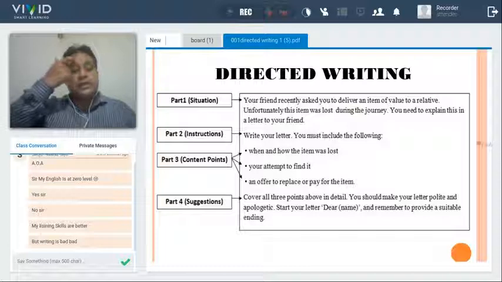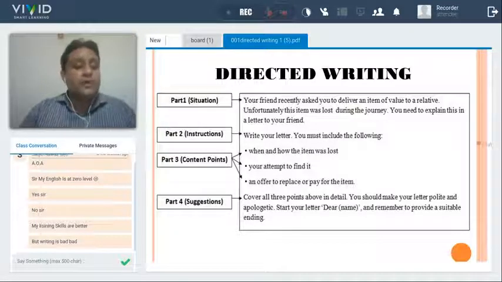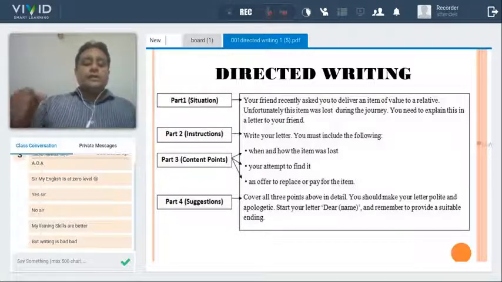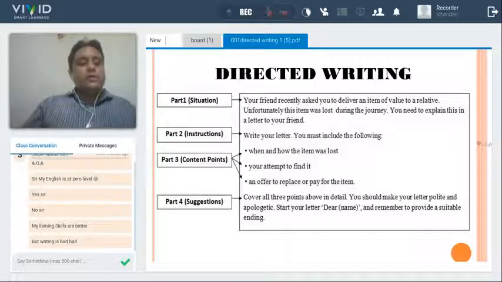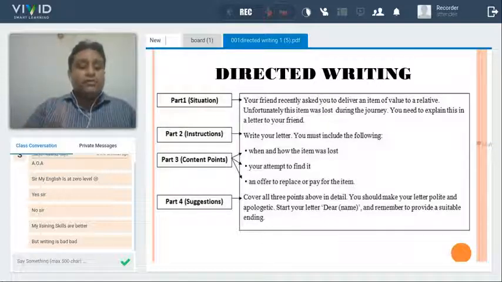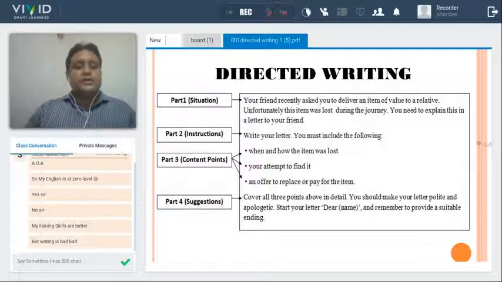Write your letter, you must include the following. It never states that you need to write either a formal or an informal letter. You have to decide it all by yourself after reading the question. There are two, three factors involved in the decision. If I'm going to write a formal or an informal letter, it takes the consideration of purpose, audience, and situation. If your purpose is formal, if your situation is formal, if your audience is formal, then your letter will be formal.